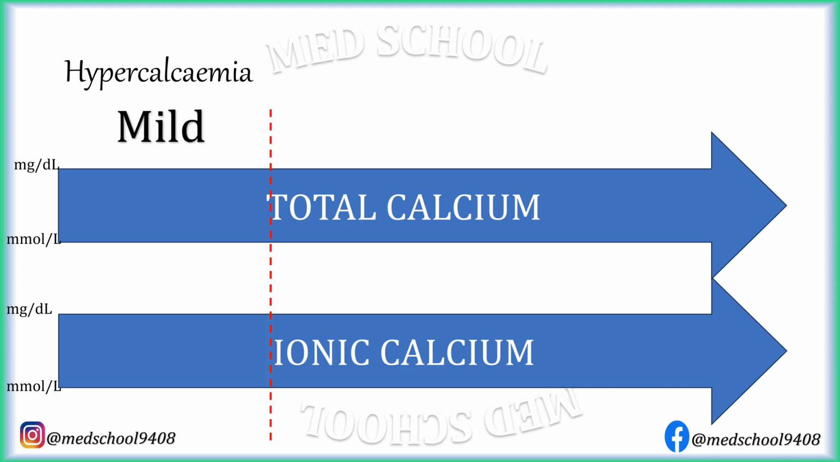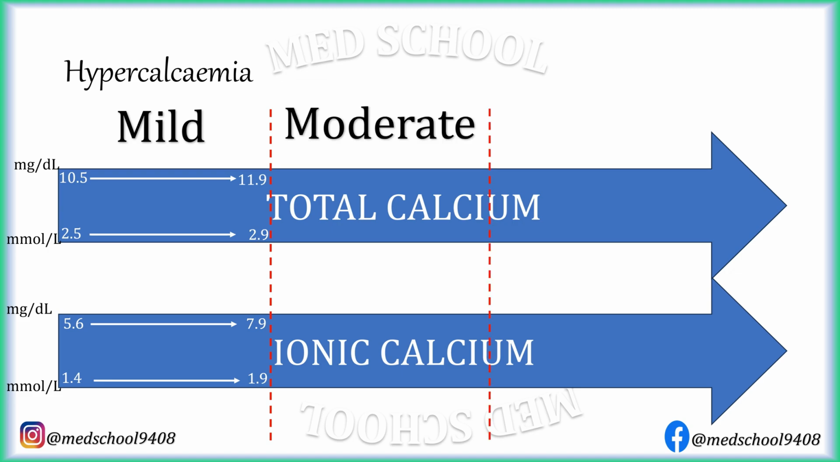Mild hypercalcemia is when serum total calcium level is between 10.5 to 11.9 milligram per deciliter or 2.5 to 2.9 millimole per liter, or ionic calcium level between 5.6 to 7.9 milligram per deciliter or 1.4 to 1.9 millimole per liter.